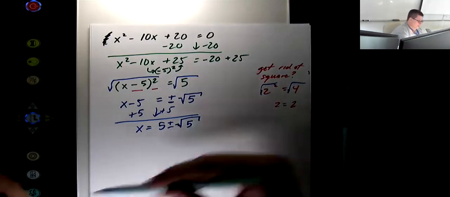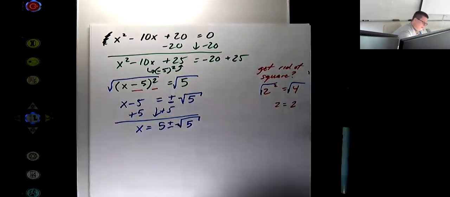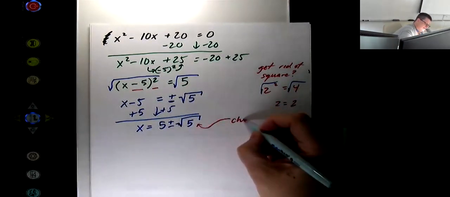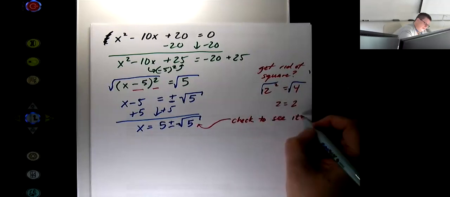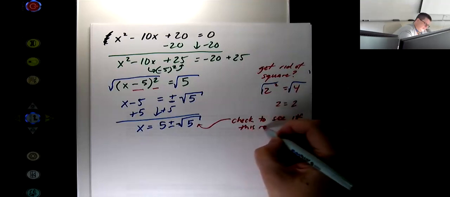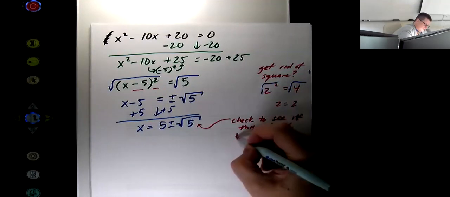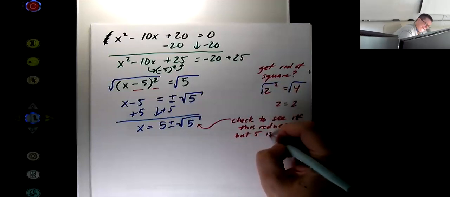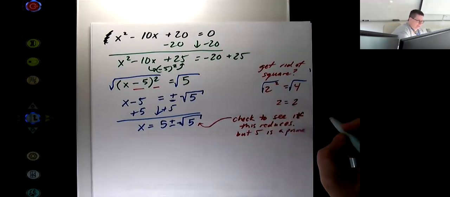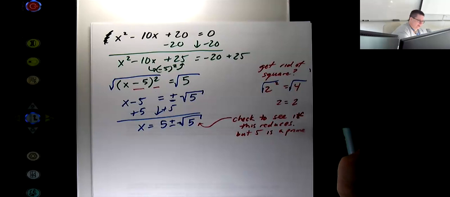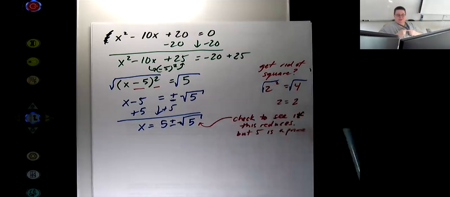So, when you get down to here, you should always check to see if this reduces. But 5 is a small prime number. Prime numbers are not squares. The only prime number that, nope, 1 is not even considered a prime number. There are no prime numbers that are squares, so if it's a prime number, it's done, it doesn't reduce.